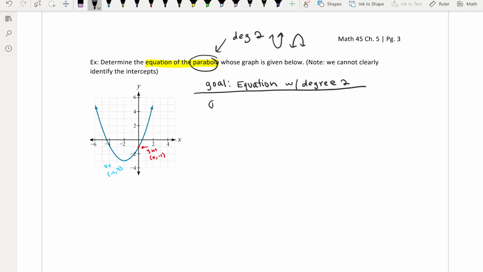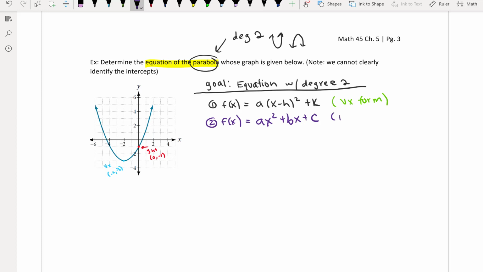So there are two ways of writing it. The first way is that we have f of x, that's our function notation, equals a(x minus h) squared plus k. And we're going to go ahead and call that the vertex form. The second way that we can write this is going to be ax squared plus bx plus c. And that we're going to call expanded form.